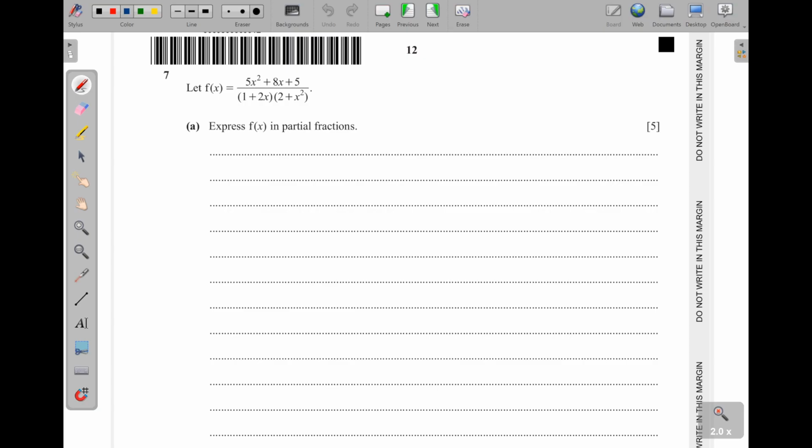Now, our f of x, this 5x squared plus 8x plus 5, then out of 1 plus 2x, then 2 plus x squared. This one is going to be A over 1 plus 2x because we are seeing a linear factor in the denominator, and this is a quadratic factor. So for the quadratic factor, we are going to have Bx plus C, then out of this 2 plus x squared.